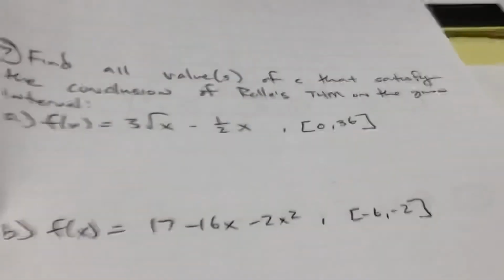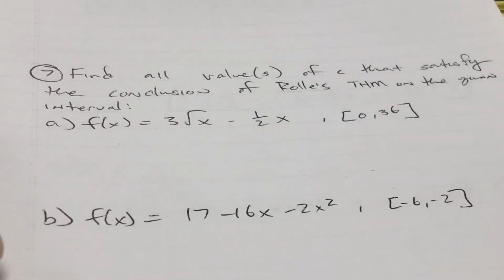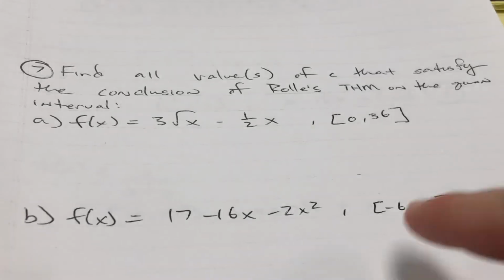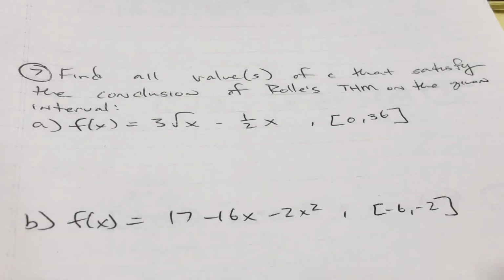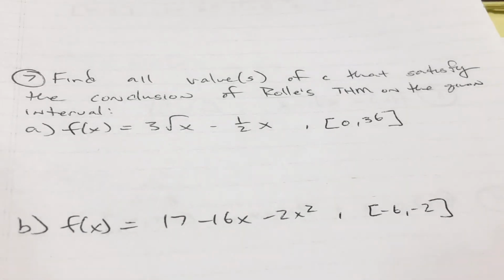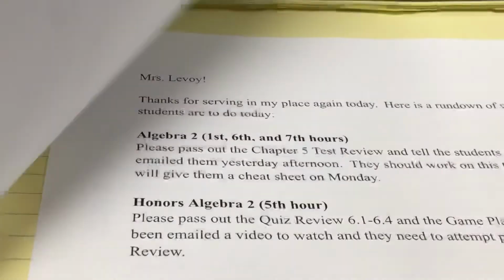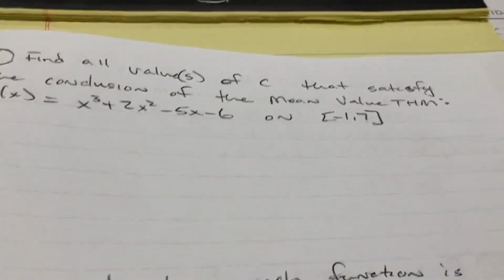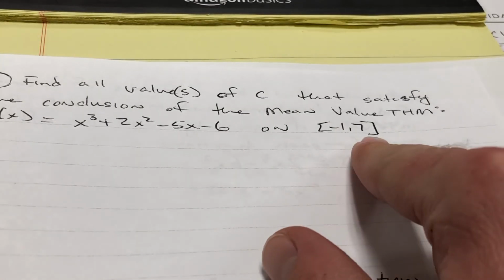Number 6, Rolle's theorem. Just plug 0 in for x, 36 in for x, show that you get the same number. Plug -6 in for x, -2 in for x, show that you get the same number, i.e. y value, and take the derivative and set it equal to 0. All right, mean value theorem. Take the derivative and set it equal to the slope of the line from there to there.